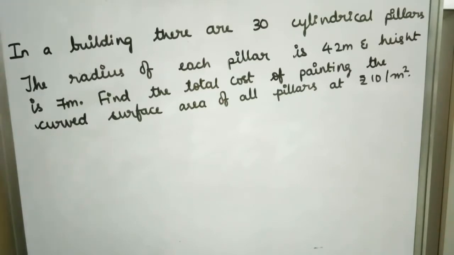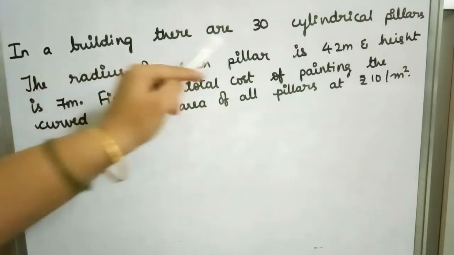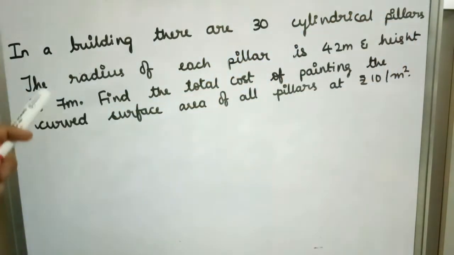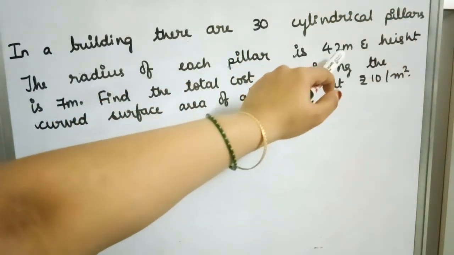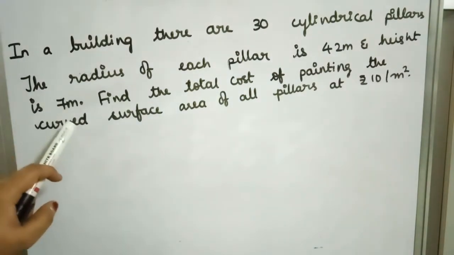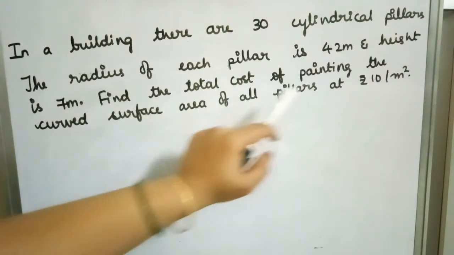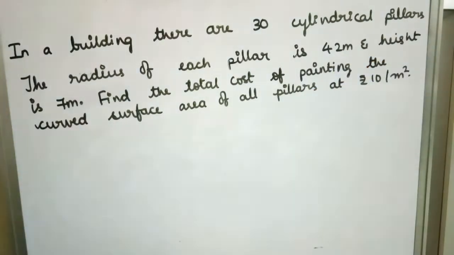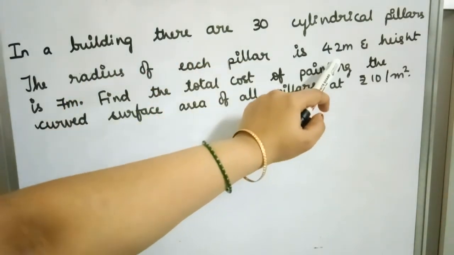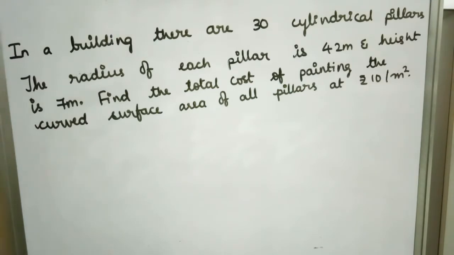Children, now let us discuss a word problem on finding the curved surface area of the cylinder. So here in this question, in a building there are 30 cylindrical pillars. The radius of each pillar is 42 meters and the height is 7 meters. Find the total cost of painting the curved surface area of all pillars at 10 per meter square. So in this building there are 30 pillars. The radius of each pillar is given as 42 meters and the height is given as 7 meters. Find the cost of painting the curved surface area of all the pillars.